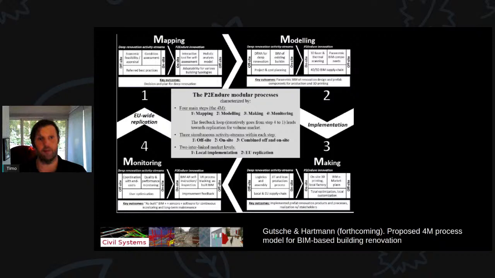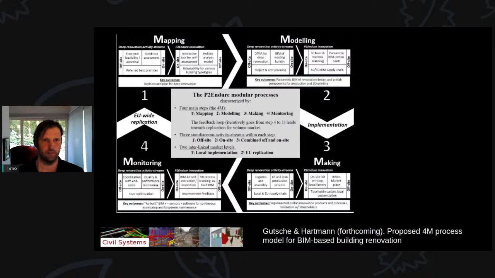And then we believe very much in phase four, monitoring, that after you renovate it, you certainly should start monitoring how the building is performing. Because if you monitor, and I'm going to talk a lot about this later, you can support the mapping and the modeling phase again significantly.